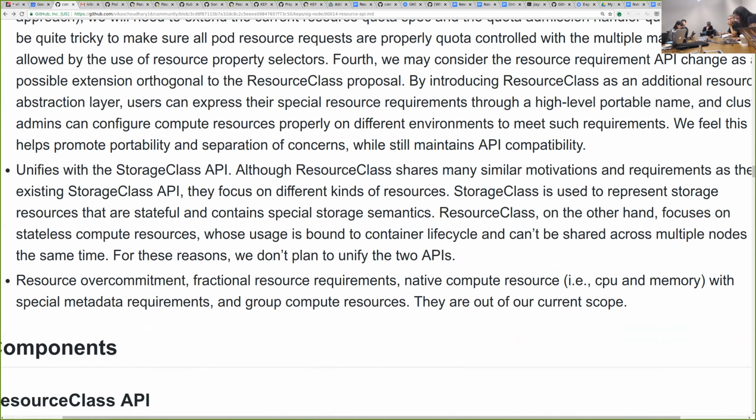It's also a non-goal to unify with storage class, mostly because storage has different requirements. For example, usually the life cycle of a PV is longer than a pod life cycle. Also, storage class, PV and PVC were designed with specific storage semantics in mind, so it's quite hard to unify the two. At this level, we don't plan to unify the two.